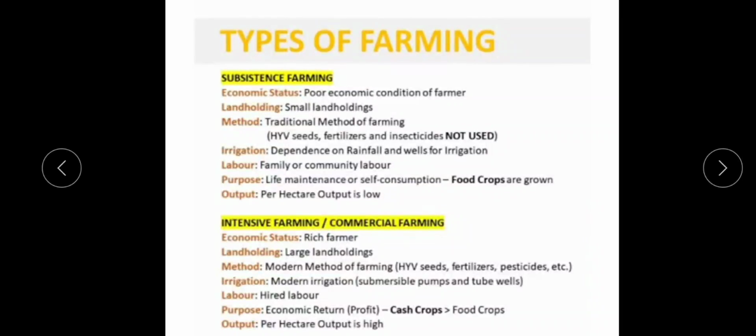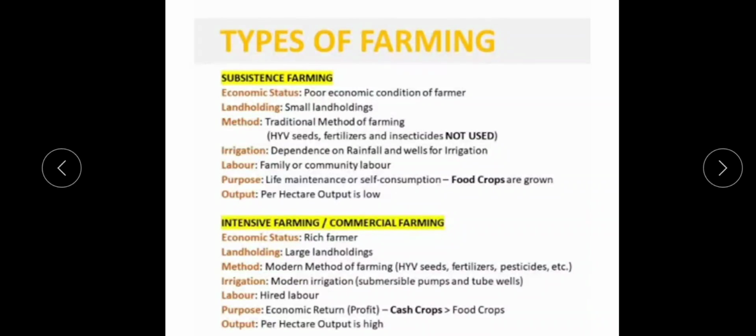Why? Because the farmers practicing subsistence farming are very poor. So they cannot afford good fertilizer, quality seeds, or even pesticides. And because of that, what happens?